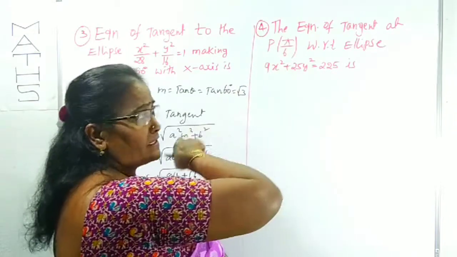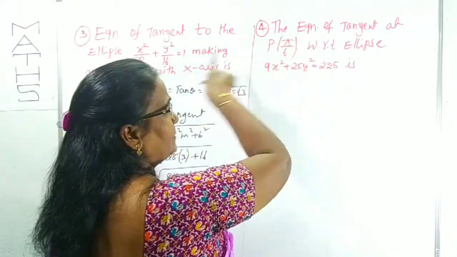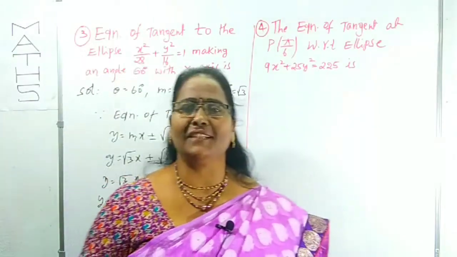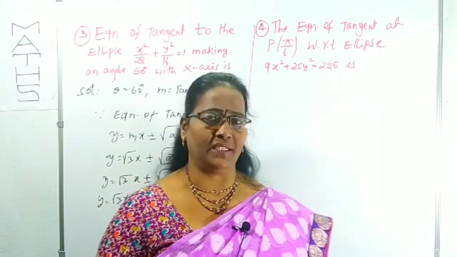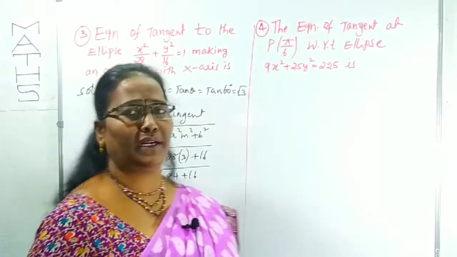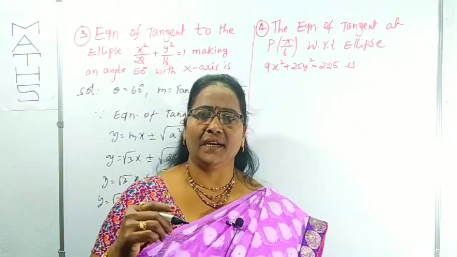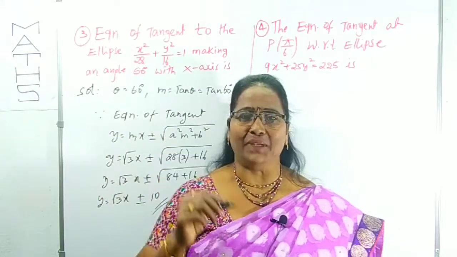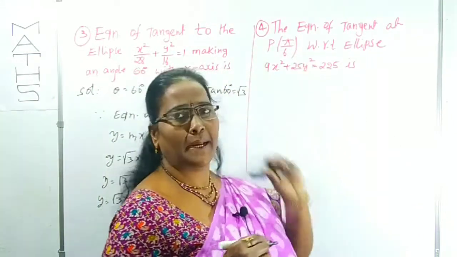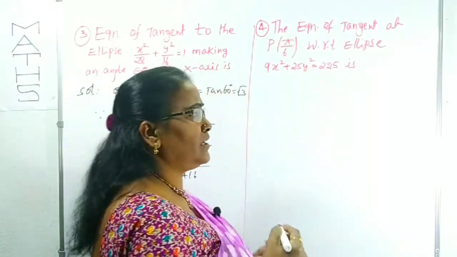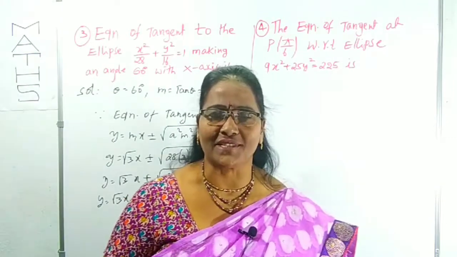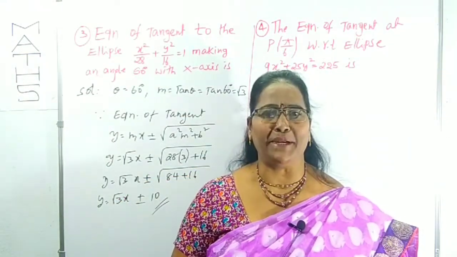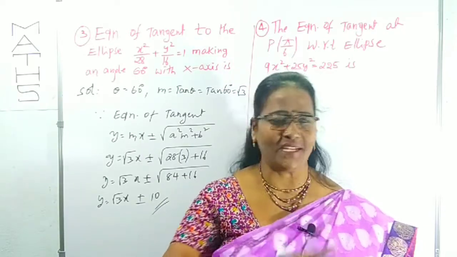Here also it is asking for the equation of tangent at the point P. What is the P here? Pi by 6 means it is clearly given as a parametric point. I told you the parametric point is a cos theta comma b sin theta. It is simply denoted by theta also, like theta is given as pi by 6. Now which form do we have to use? Yes, the equation of tangent at the parametric point, that one you have to choose, right?